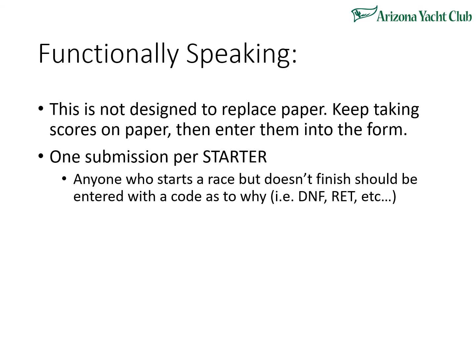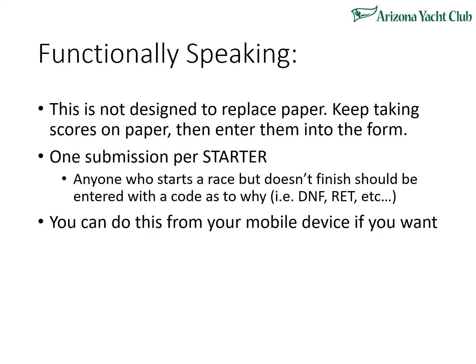This form is designed to receive one submission per starter in a race. So anyone who starts a race but doesn't finish should have a code. Anyone who doesn't have an entry at all, the assumption is they did not compete, and that will be their score, DNC, in the system for that race. And finally, you can do this from your mobile device if you wanted, if you have time between races. Otherwise, it is also accessible on a regular computer.